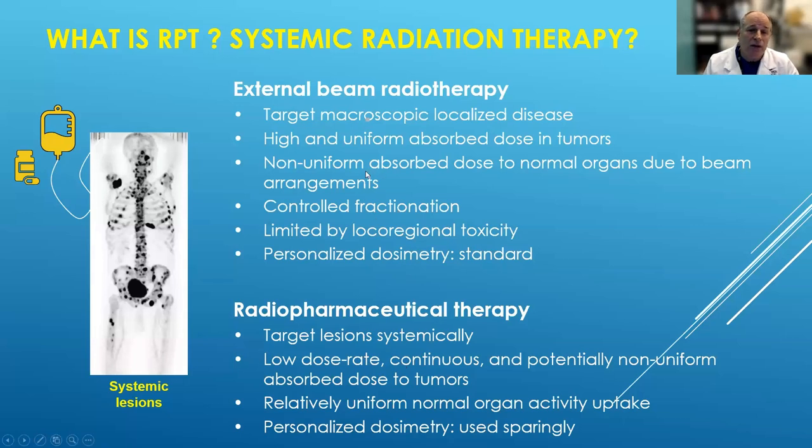Conversely, normal organs tend to have non-uniform absorbed dose in external beam, as it depends on beam arrangement, whereas in radiopharmaceutical therapy, activity is taken up by the physiology of the different organs and tumors, and so tends to be more uniform in the tumors. And of course, there's hardly any dosimetry that's used.